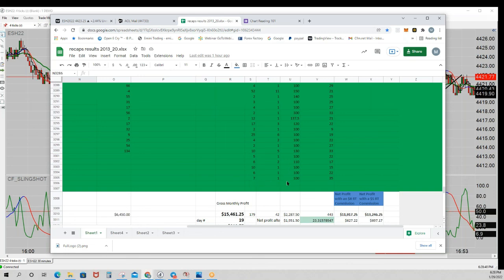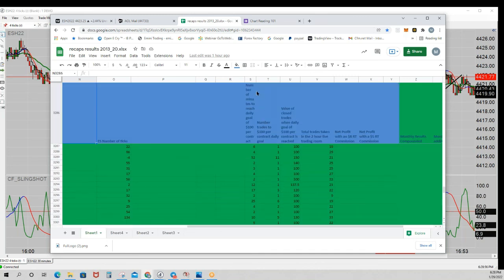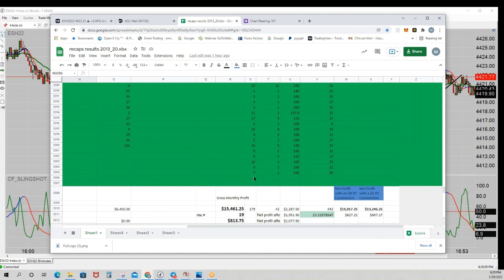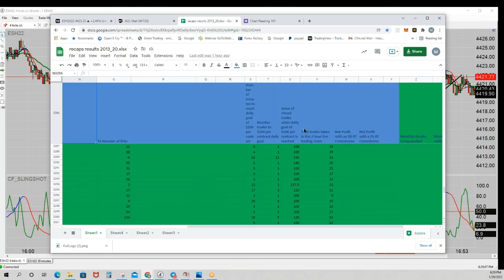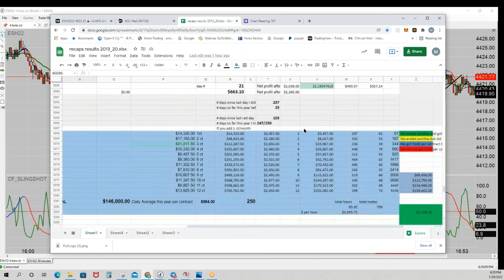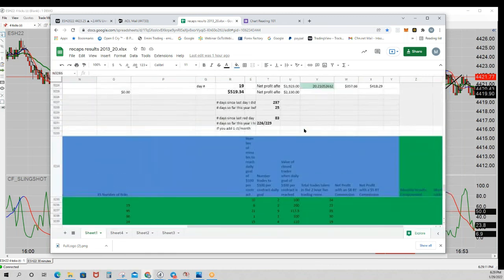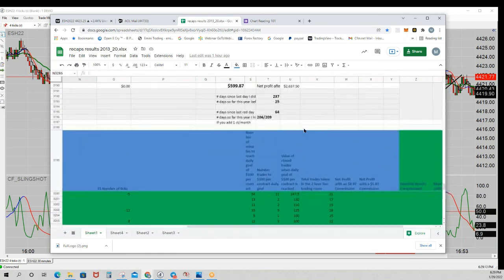So this is how long it took me to get my goal for the day, and the number of trades. I think this is the number of minutes. This is the number of minutes it took me to get my goal for the day, and this is the number of trades to get my goal for the day. Now, if the column is green, that means I got my goal. And you see all these columns are green, that means I got my goal on all those days.